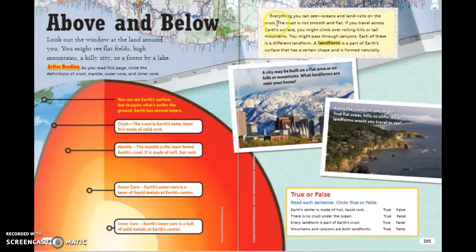Now we are on page 205. We're going to read the top portion here. Everything you can see, oceans and land, sits on the crust. The crust is not smooth and flat. If you travel across Earth's surface, you might climb over rolling hills or tall mountains. You might pass through canyons. Each of these is a different landform. A landform is a part of Earth's surface that has a certain shape and is formed naturally. Right there, you just heard the vocab word landform. Pause the video and go write the word landform on page 203.